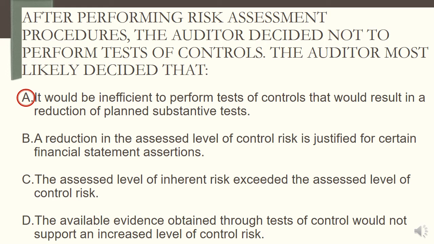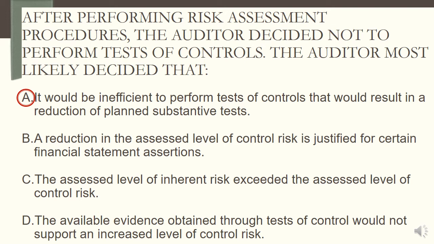Let's look at the other choices. B, a reduction in the assessed level of control risk is justified for certain financial level assertions. Auditors are required to validate all of the financial statement assertions, regardless of the assessed level of control risk.